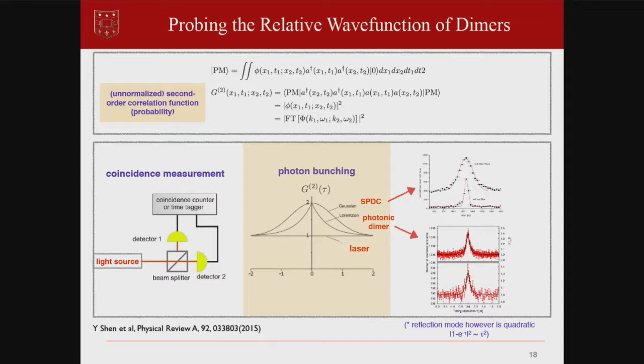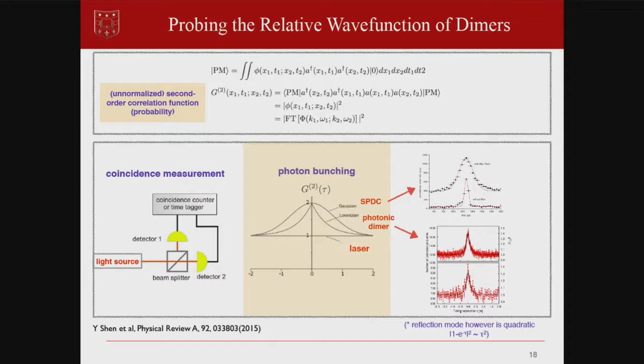We send in the light from here through a beam splitter, and each one arrives at a detector, and we measure the relative arrival time between the photons. By doing so, that is actually the probability of annihilating two photons at different places at different times. So this is the probability. If you put the state into here, you will get that it actually is the wave function. And if you express it as a function of the relative time, then this tells you the relative wave function. So essentially, by performing a coincidence measurement, what you probe is directly the relative wave function of the photonic dimers.